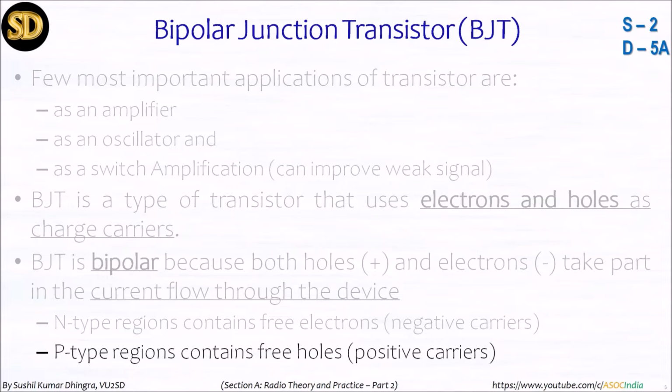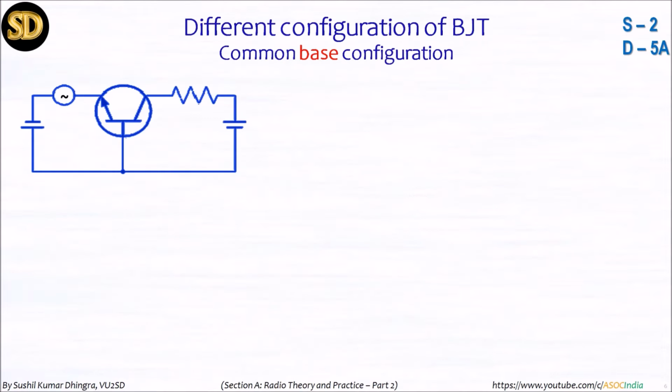So coming next, how they are used, how they are configured. One by one I am going to explain to you. First one is common base. As the base is common, it means base is common for input as well as for output. See on your screen. You can see the symbol emitter, collector, base. There is an input AC wave and output RL load or RC, I can say collector load. There is a supply also, VCC or VBB.